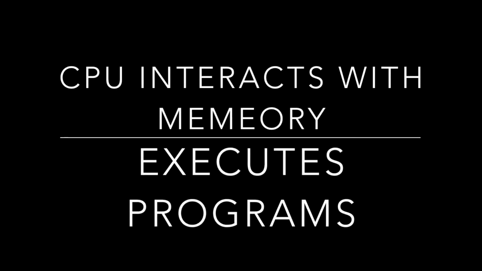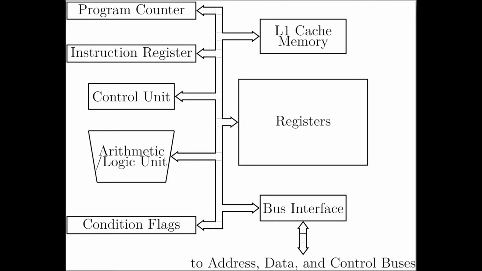Today we will go over how the CPU interacts with memory and how the CPU executes programs. To start off, we're going to do an overview of the central processing unit subsystems. First, we have the program counter, which carries the address of the next instruction.